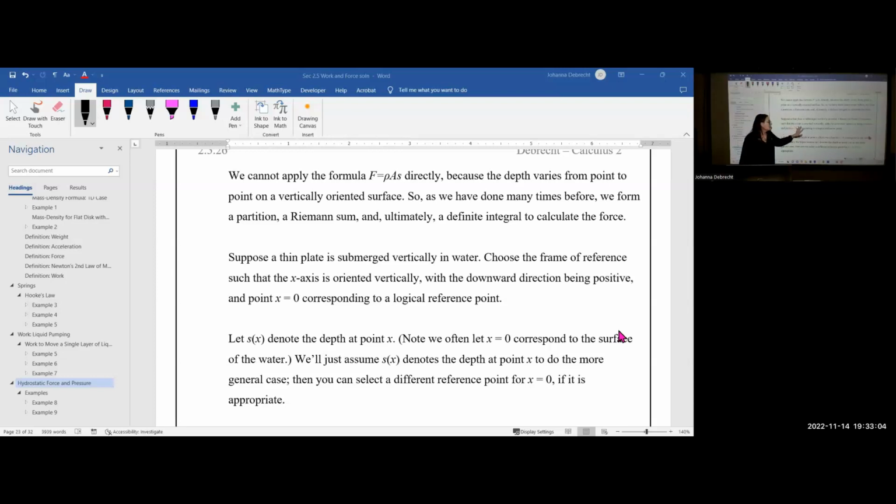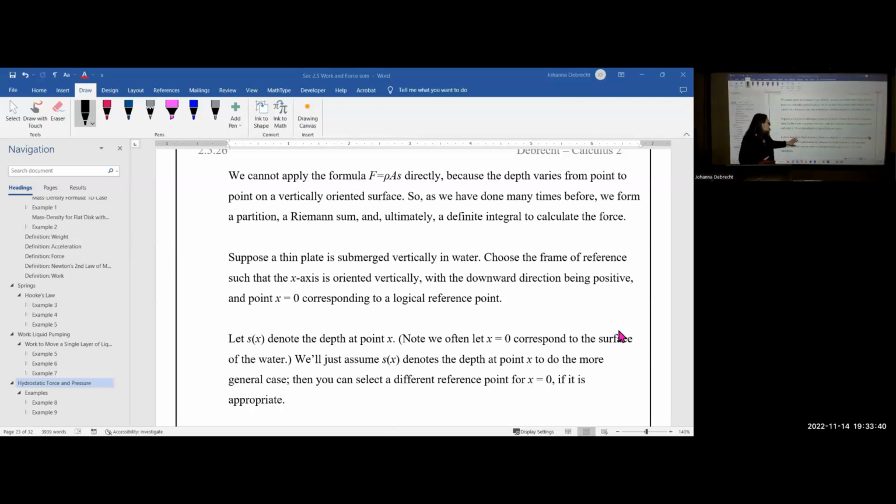So typically what we do is we'll split it up with a frame of reference, and this time I do what the book does. I orient it so that the x-axis is still vertical, but this time I make the downward direction positive. And I make the point x equals 0 be something logical. It could be the top of the surface of the water, or if it's the case of a dam, it might be the top of the dam where the water is actually a little below that. So those would be logical places to set the origin x equals 0 at.